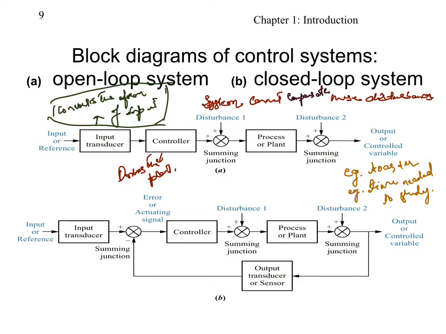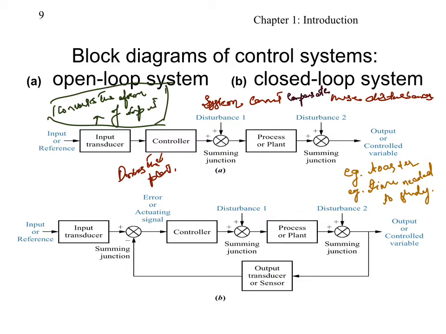Then we will have the controller, and the main function of the controller is to drive the plant. So it will do that, and after that we will have the process, the plant, which actually does the work. The input is the reference, and the output in that case is the controlled variable. Also, we will have some disturbances which are added to the system at the summing points.